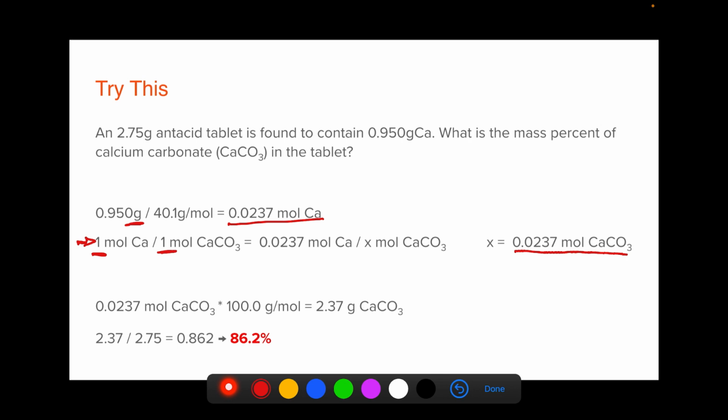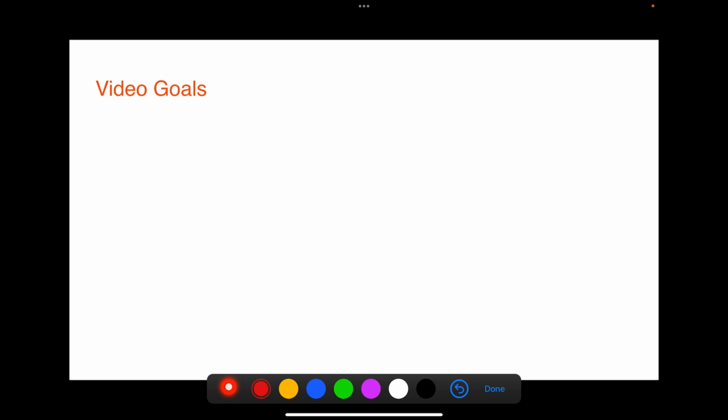From there, now that I know how many moles of calcium carbonate I have, I've converted it to grams by multiplying by the molar mass. I find that of this 2.75 gram antacid tablet, 2.37 grams of it are calcium carbonate. So like all percentages, I divide the mass of the part by the mass of the whole, multiply by 100, and I get 86.2%.